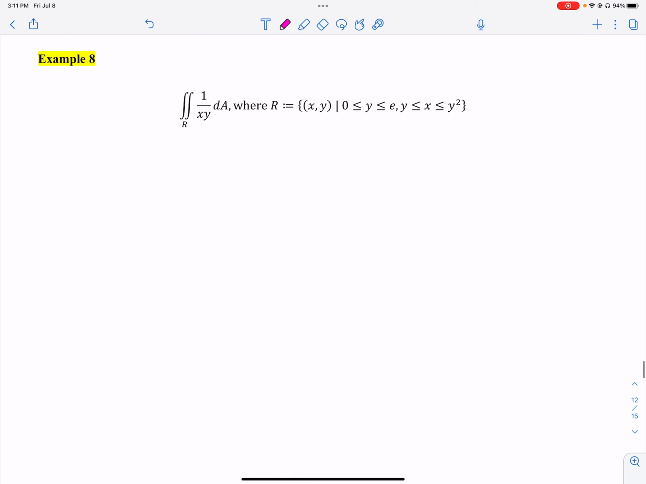All right, let's do another example. Now notice it's going to start looking probably a little more complicated here. Okay, we have a surface. Our surface is 1 over xy. And then our region, that's what we want to do first, is try to draw that if we can.